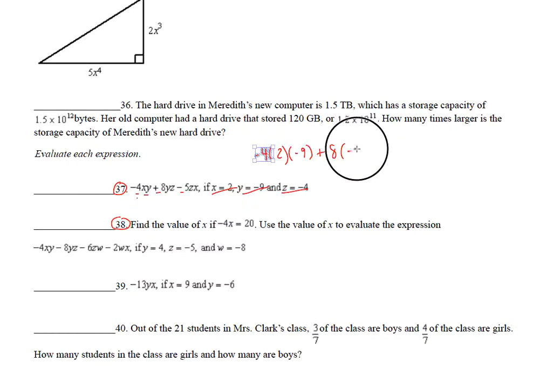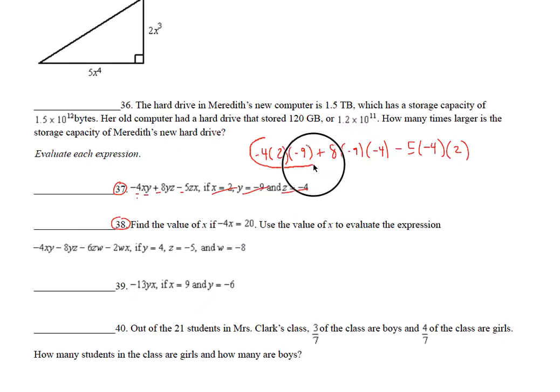Y is negative 9, and z is negative 4, and then minus 5zx. And z is equal to negative 4, and x is equal to 2. So substituting in those values and paying attention to all the negatives is really going to help you when you're evaluating expressions. So the first part here, negative 4 times 2 is negative 8.